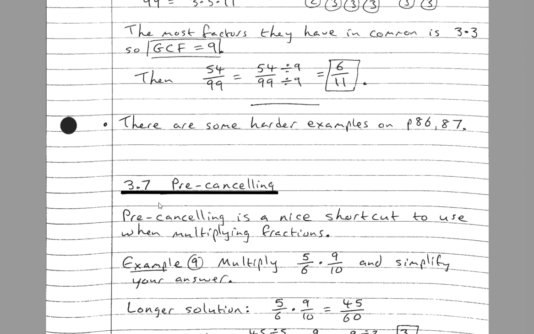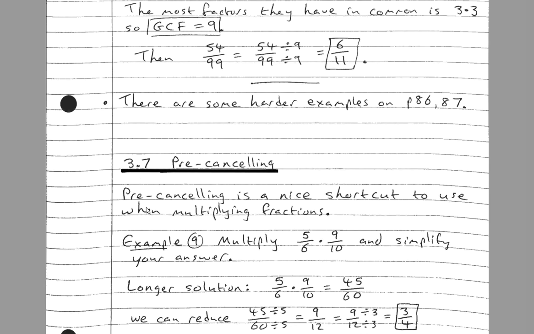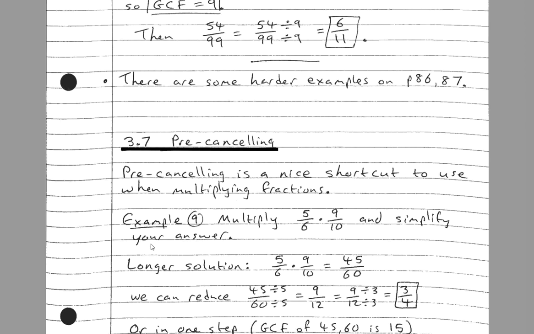Okay, so there's a short section here on precancelling, in section 3.7. So what is precancelling? It's when you're multiplying fractions, a nice shortcut. So it can make your life easier. So let's see, example 9: multiply 5/6 by 9/10 and simplify your answer.